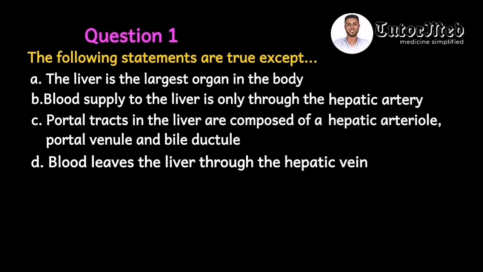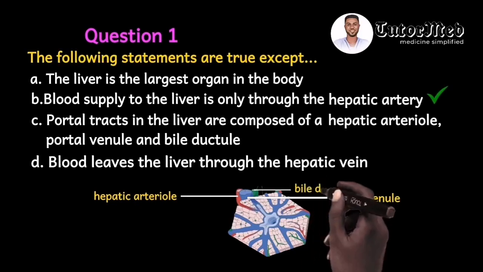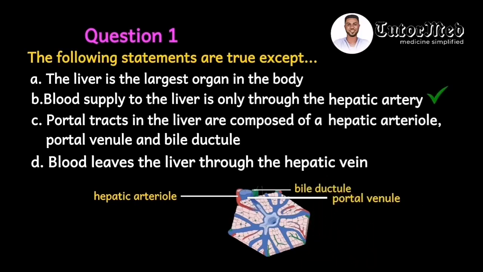If your answer is B, then you will be right. Indeed, the liver is the largest internal organ. And remember this diagram of the lobule from our previous video? Yes, it shows that the liver has a dual blood supply from the hepatic artery and the portal vein. In fact, the hepatic artery only supplies about 25% of the blood. A chunk of the blood comes from the portal vein. The hepatic arteriole, portal venule, and then the bile ductule form the portal tract or the portal triad.